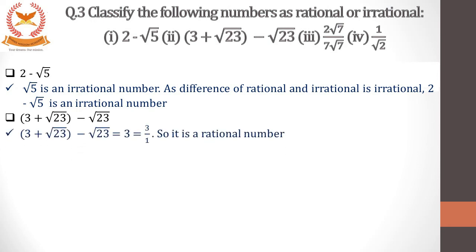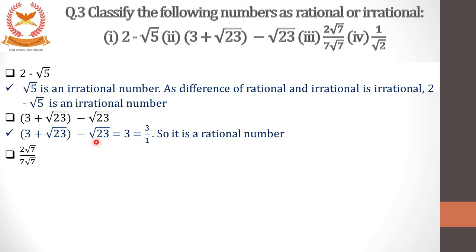Next is 3 plus root 23 minus root 23. तो अगर आप इनको सॉल्व करोगे तो ये root 23 कैंसिल हो जाएगा. आंसर क्या बचेगा, सिर्फ 3. एंड वी नो दैट 3 कैन बी रिटन एज 3/1, दैट इज इट इज अ रैशनल नंबर. करेक्ट, इजी.